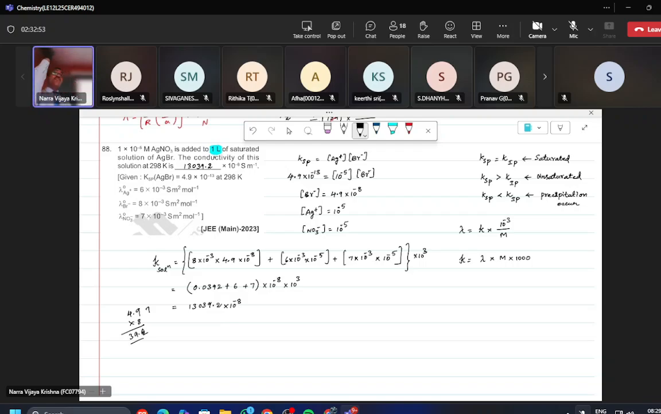Clear? Any questions? I am writing again. Lambda equal to kappa into 1000 by molarity, then its units is Siemens centimeter square per mole. Or I will write lambda equal to kappa into 10 power minus 3 by molarity, if its units are Siemens meter square per mole. Correct? Any questions further?